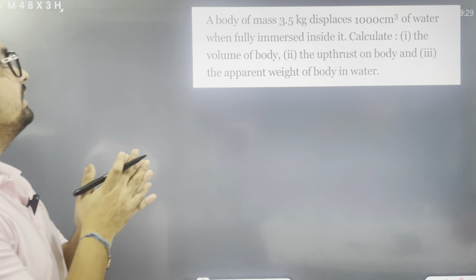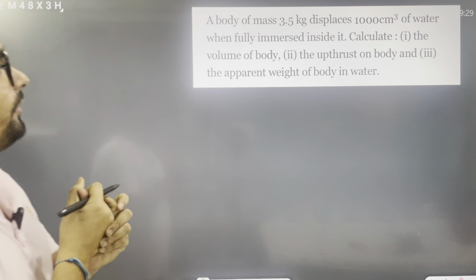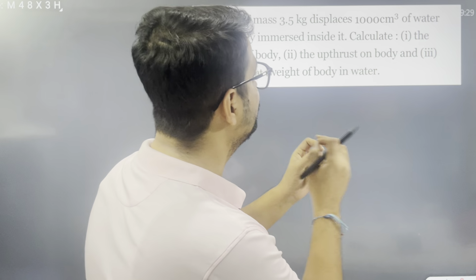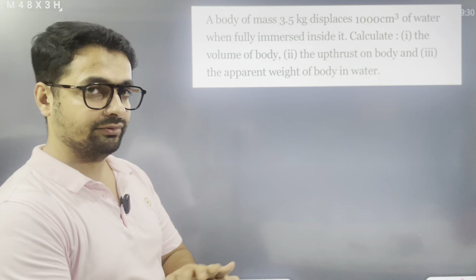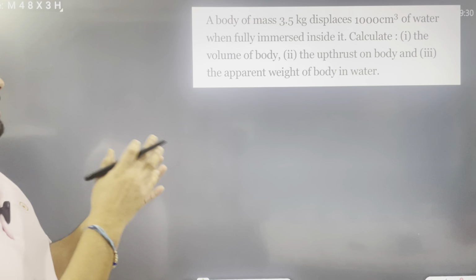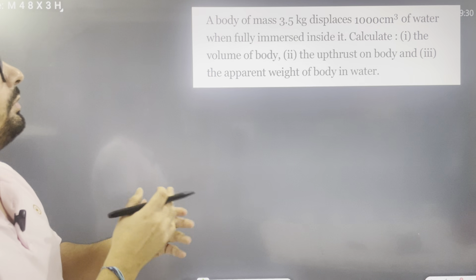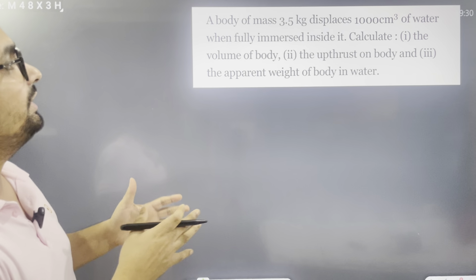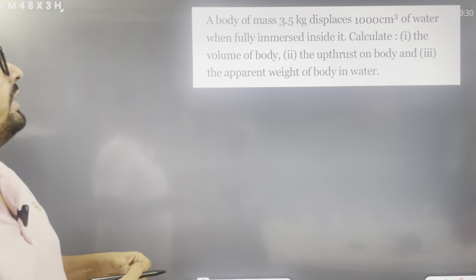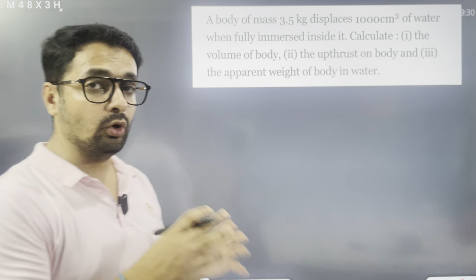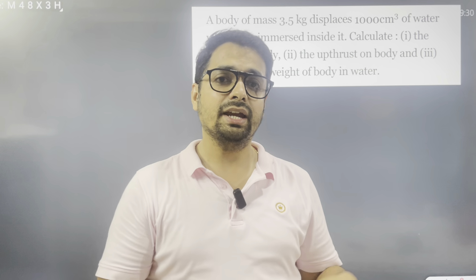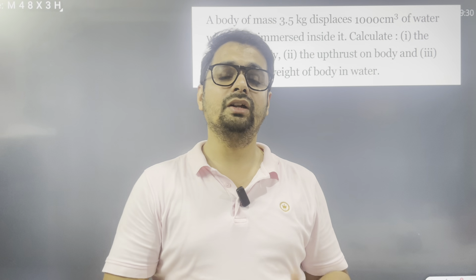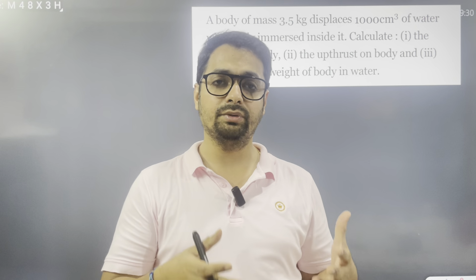Here the next problem is: a body of mass 3.5 kg displaces 1000 centimeter cube of water when fully immersed inside it. Okay. So a body of mass 3.5 kg, it displaces how much volume? 1000 centimeter cube volume. Then calculate the volume of the body. We know according to Archimedes principle, any body when you immerse, it displaces a volume that equals the volume of the body.